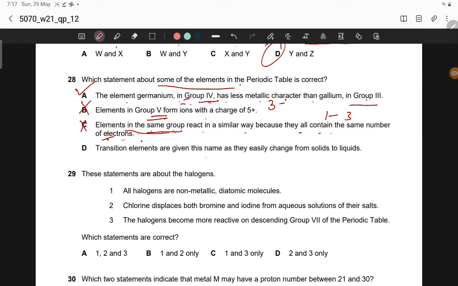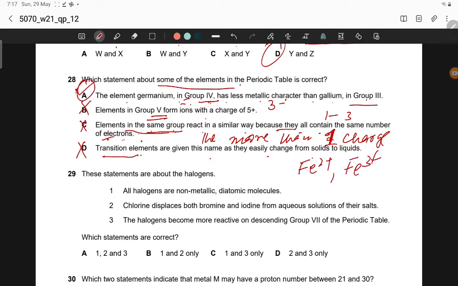Transition elements are given this name as they easily change from solid to liquids. No, this is not correct. Transition elements are given this name as they have variable oxidation states, meaning more than one charge, like iron 2 or iron 3. So A must be correct.